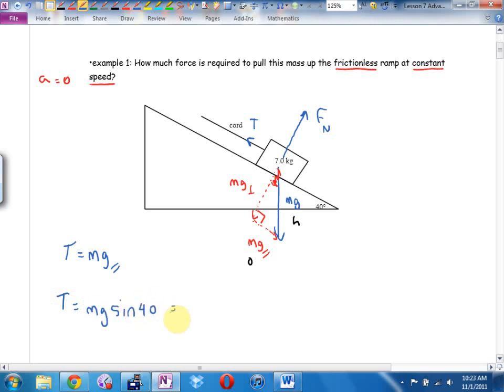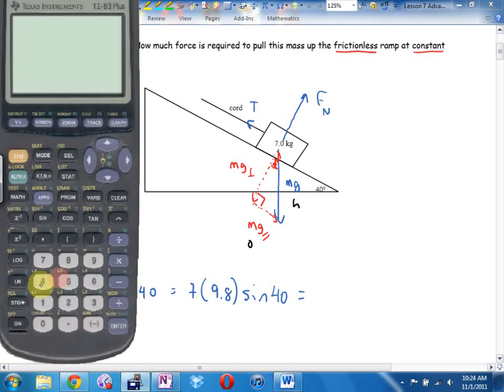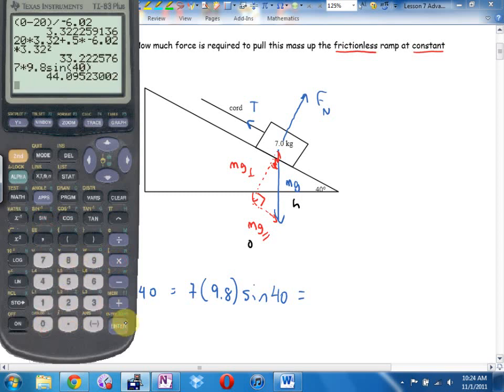The mass is 7. G is 9.8. Sine 40 degrees. How big is tension? Forty-four point one newtons.